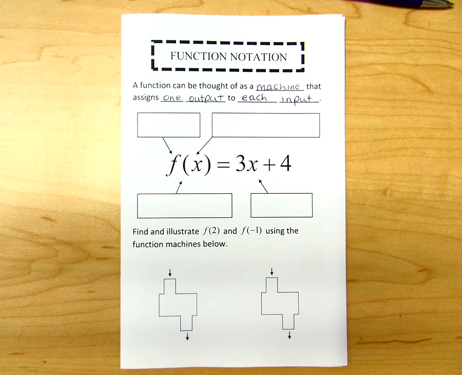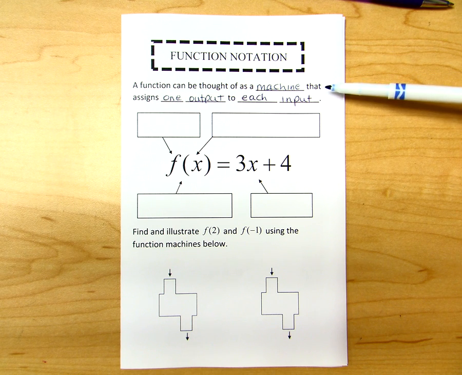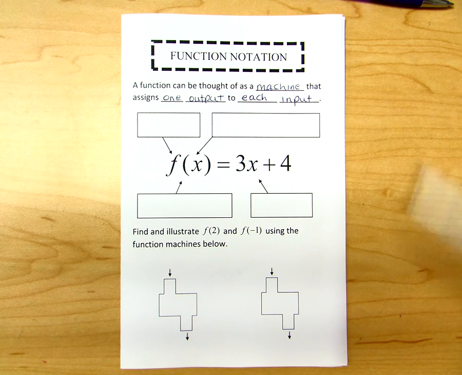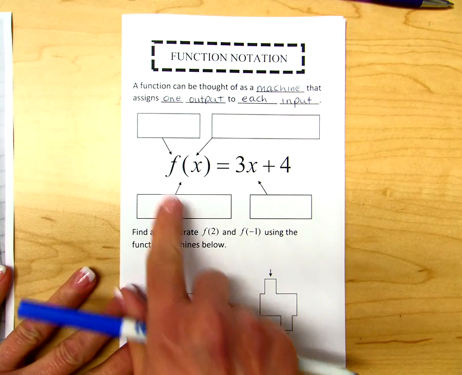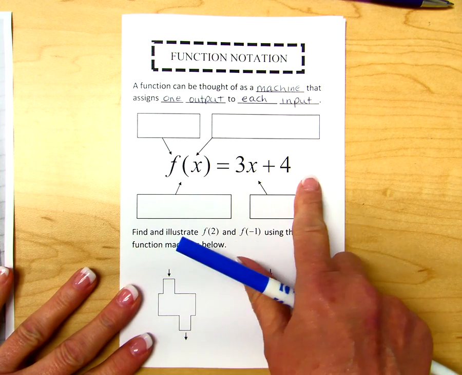We are only going to work with the cover page for this today, so this will be part 1, and we will look at examples in another video. So first off, what is a function? A function can be thought of as a machine that assigns one output to each input. And so here is function notation. This is read as f of x equals 3x plus 4.